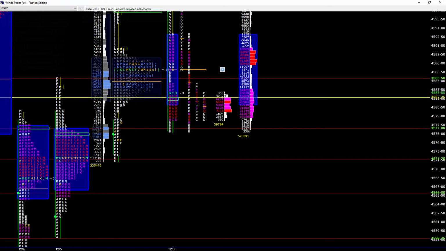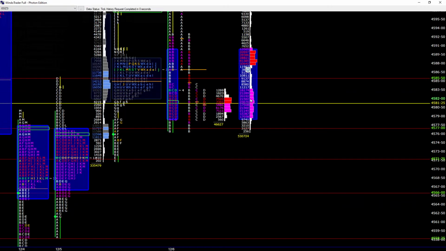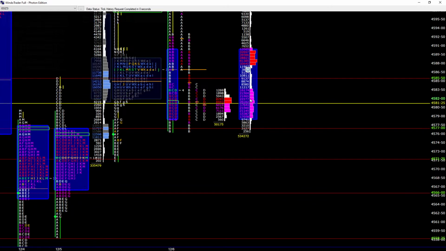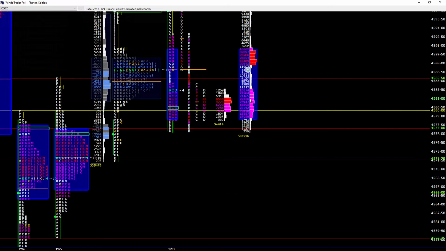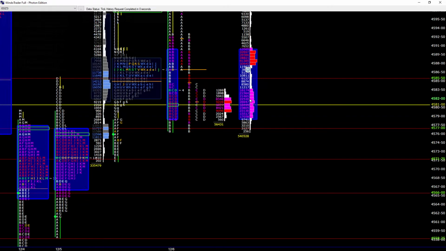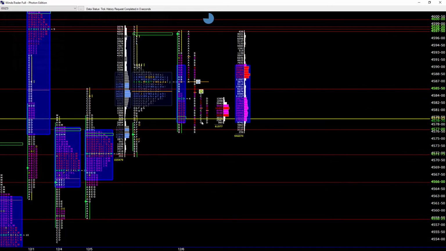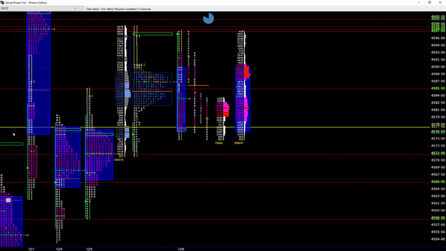Notice what's happening with volume. Higher, medium, higher, low. It's a terrible idea to be a buyer here. Now this level has been corrected.